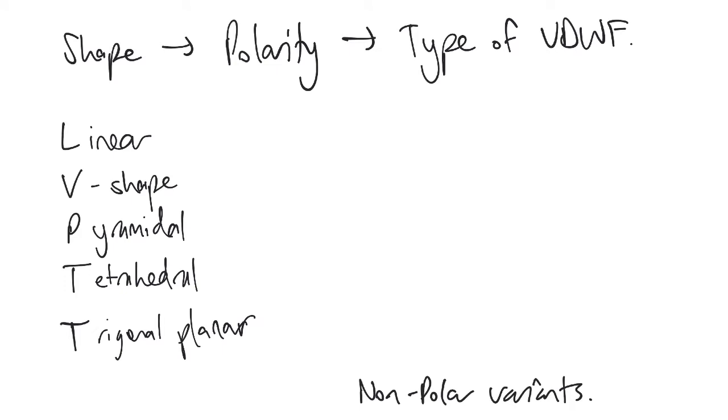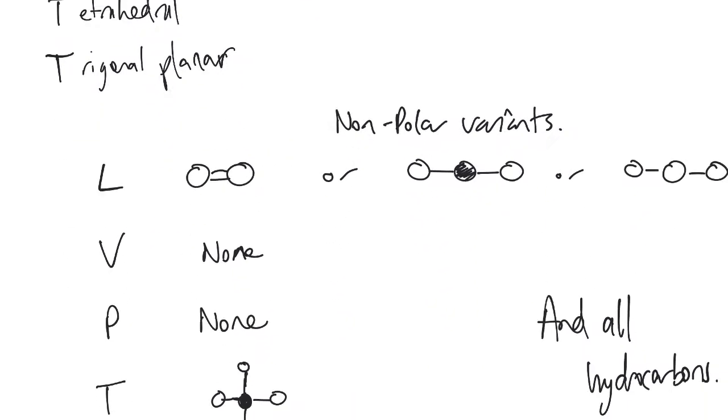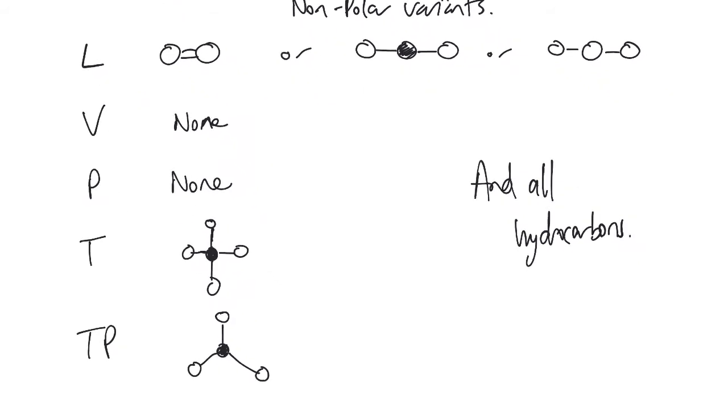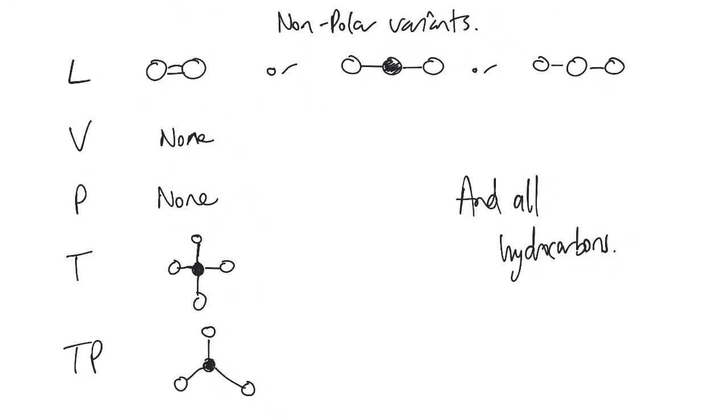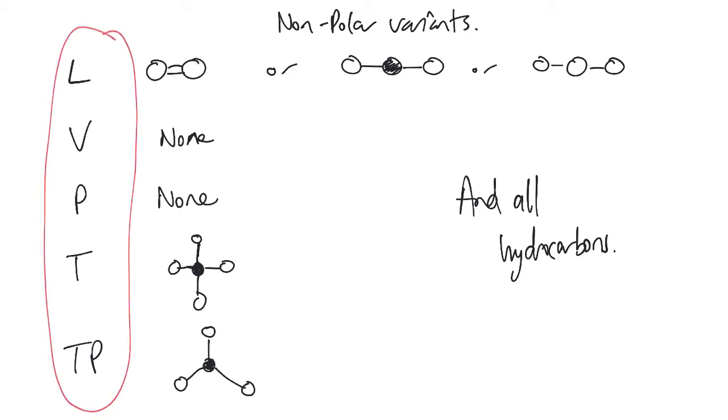Once you've worked out its shape, you should be able to work out whether it's non-polar or polar. The best way to do it is actually to look for non-polar variants, because there aren't that many of them. What do I mean by non-polar variants? For the 5 different types of shapes, you can only have non-polar variants if they fit within a specific type of arrangement of atoms.